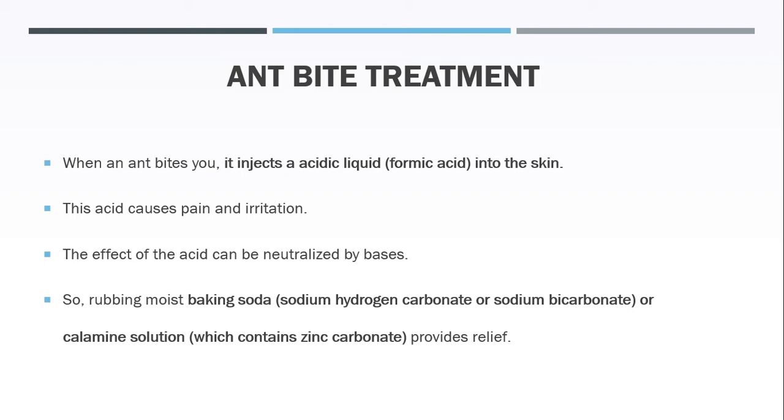Ant bite treatment. You have seen that whenever an ant bites, it stings and causes itchiness. The reason is that when an ant bites, it injects an acidic liquid into the skin, and this causes pain and irritation. The effect of acids can be neutralized by a base. Yes, we can neutralize the acid released by the ant, that is formic acid, with the help of a base.